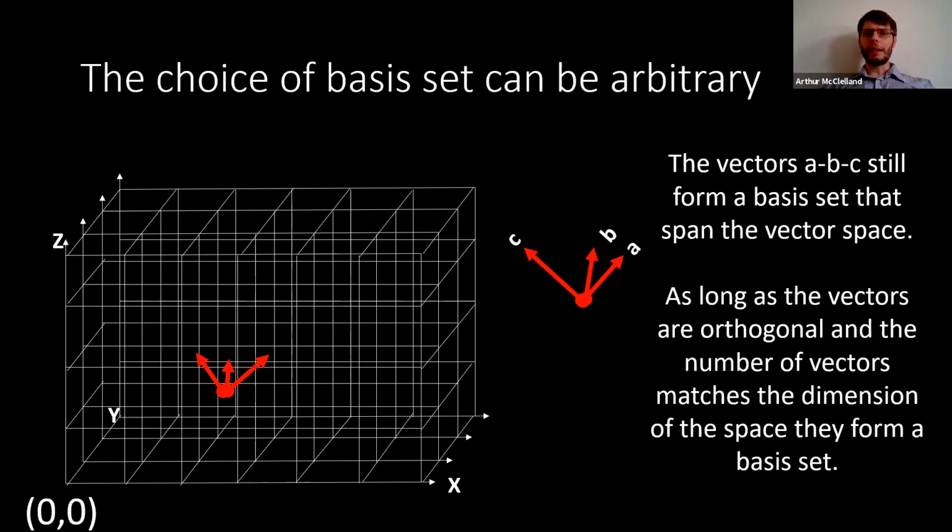And the choice of the basis set is arbitrary. Again, where do we set 0? It's a little arbitrary. Where do we define 0 as? So I drew these vectors A, B, C, and they still form a basis set and span this vector space because they're orthogonal to each other. The only requirement is you need the same number of vectors as the dimension of the space that you have. So if we're working in 3 dimensions, we need 3 orthogonal vectors. If we're working in 4 dimensions, we need 4 orthogonal vectors. If we're working in 10 dimensions, we need 10 orthogonal vectors.